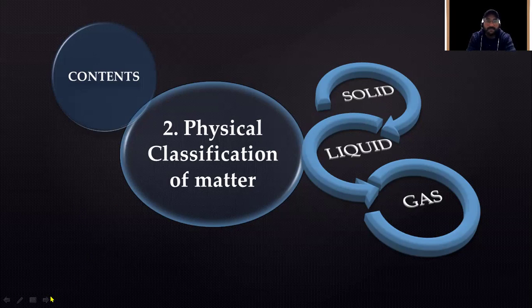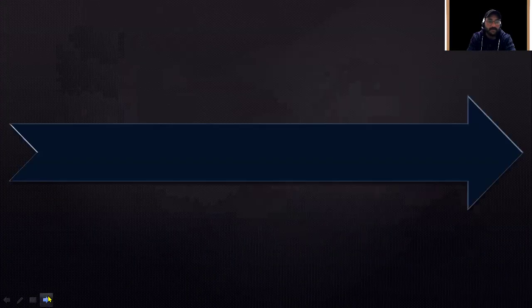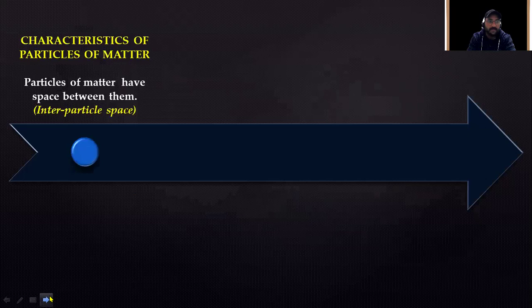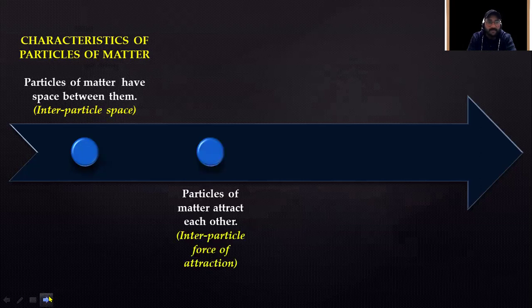But all these physical properties are decided by the characteristics of the particles of matter. The first characteristic is interparticle space, that's the space between two particles. And another very important one is interparticle force of attraction. These two properties of particles of matter collectively decide the state of matter.